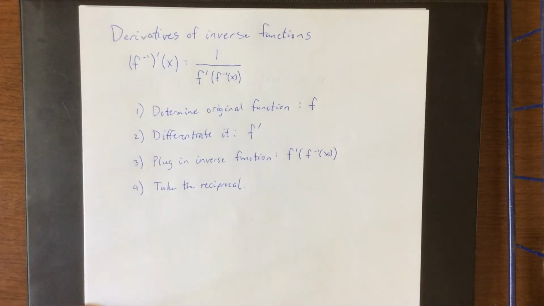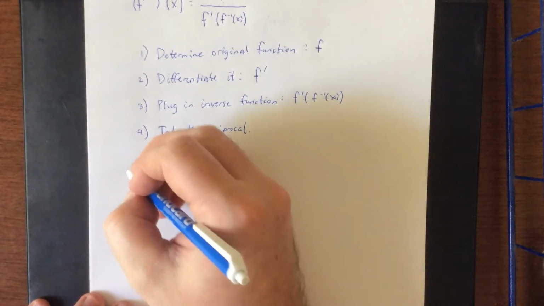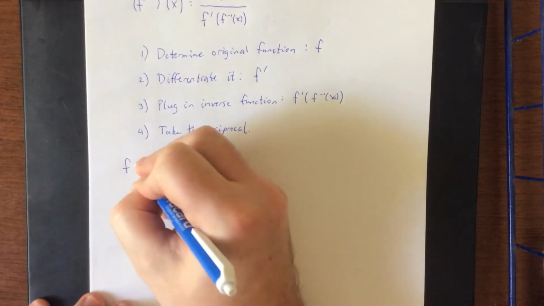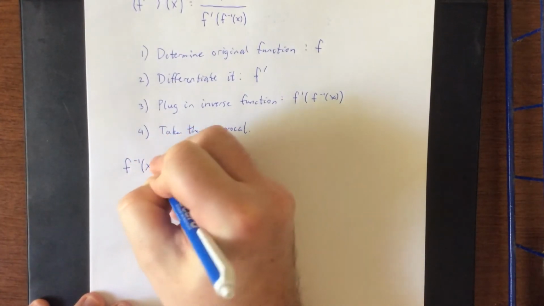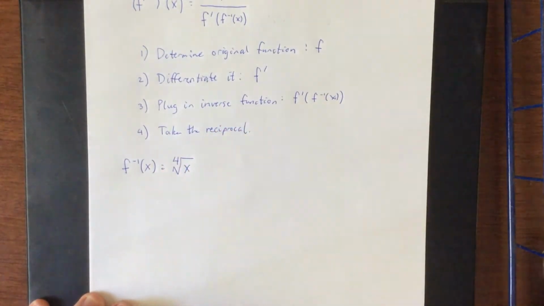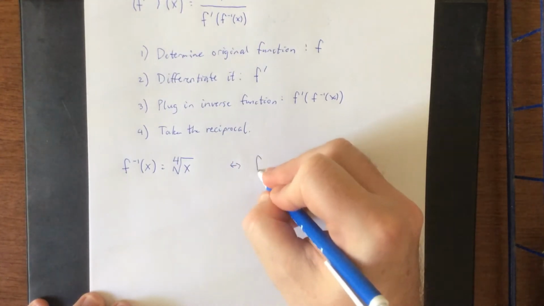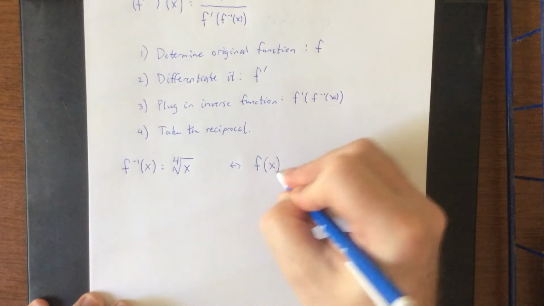Now, I wanted to demonstrate this technique with what is hopefully a fairly straightforward function. When we introduce the power rule, the inverse of a power would simply be a root. So what I'm going to do is consider a root. Let's say that f inverse of x is equal to, let's do a fourth root of x. Now, if we're dealing with a fourth root, that means that the original function would have been x raised to the fourth power.